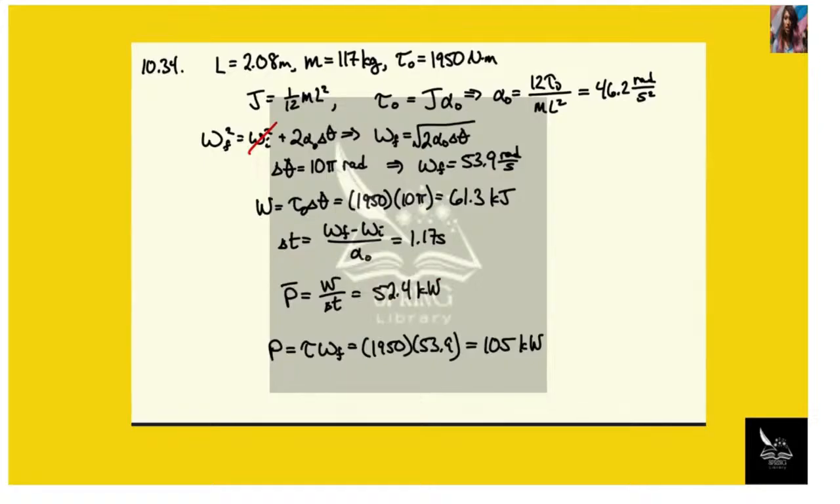They then ask us, what is the instantaneous power after it has turned through 5 revolutions? So that means the instantaneous power is the torque, which we know, I assume it's still this value, and the final velocity, which we know. So that's just that. And plugging all those in, we get 105 kilowatts. So we can see it's almost about double what the average is.